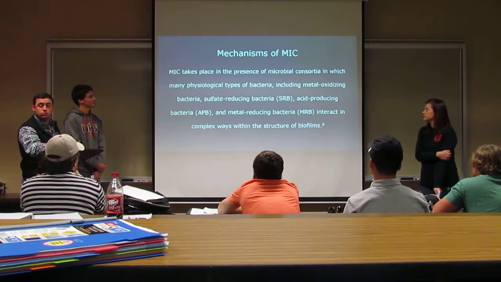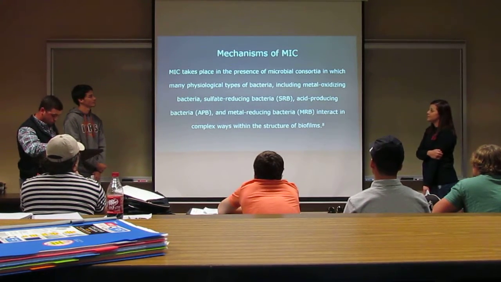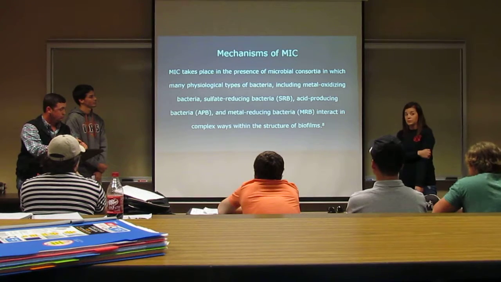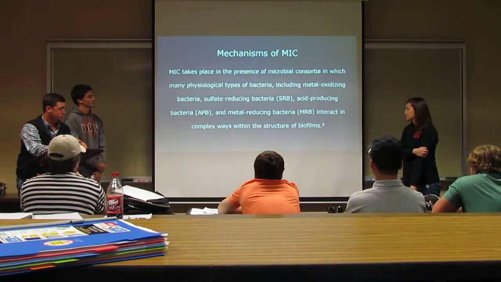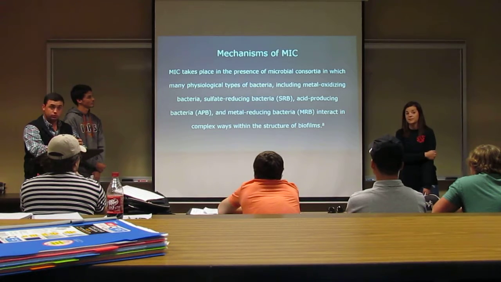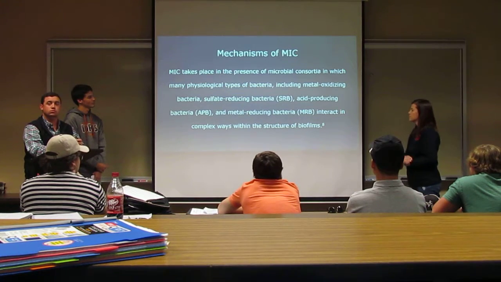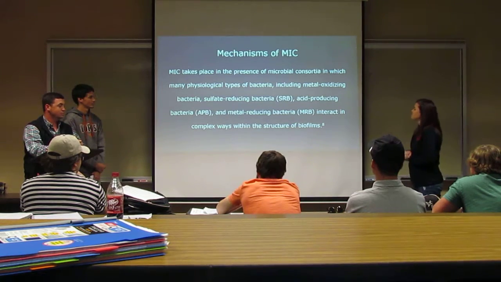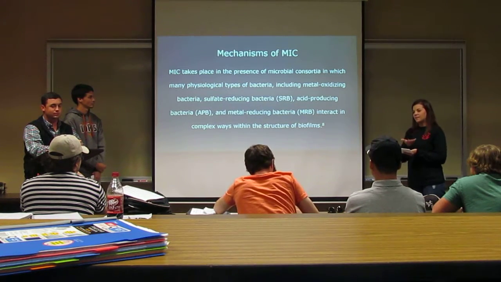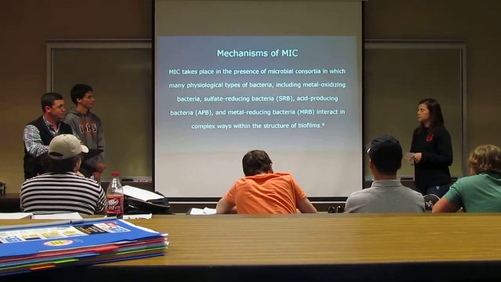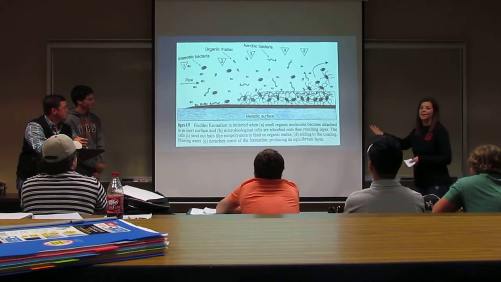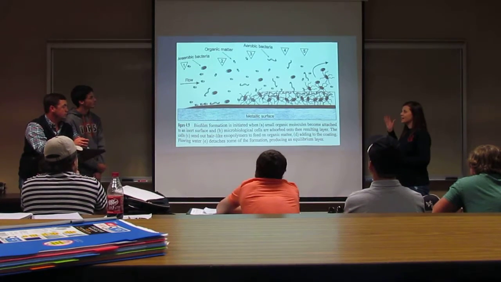These are mechanisms that take place in the presence of microbial consortia, in many physiological types of bacteria, including metal oxidizing bacteria, sulfate producing bacteria, acid producing bacteria, and metal producing bacteria, which all interact in complex ways and cause corrosion. They form biofilms, and underneath those biofilms is where the corrosion is going to take place. And this picture is actually out of our corrosion Bible that shows how exactly it goes.